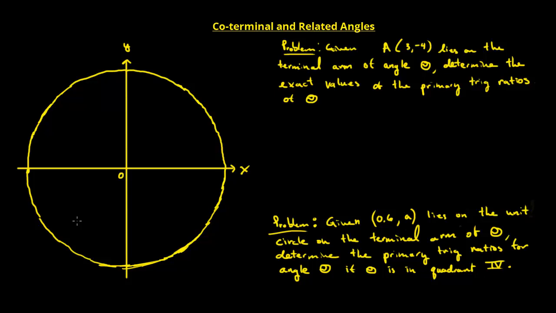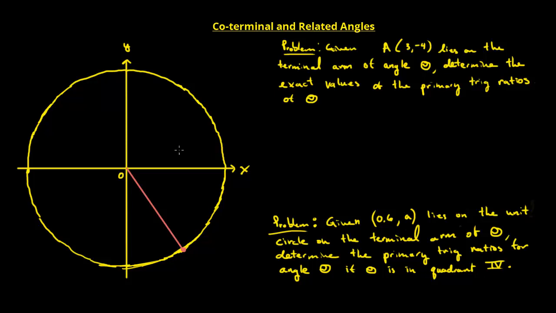Hi everyone, in this video we continue to look at coterminal and related angles. And in this problem we're told, given A is (3, -4) and it lies on the terminal arm of angle theta, determine the exact values of the primary trig ratios of theta. So first off, let's draw this out. So (3, -4) is about there.